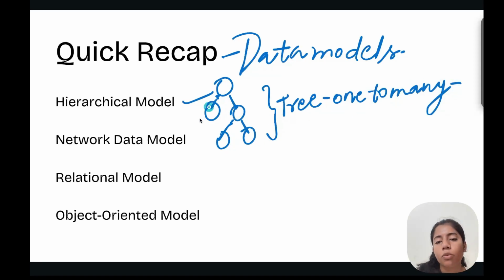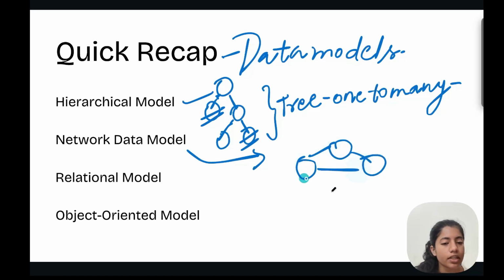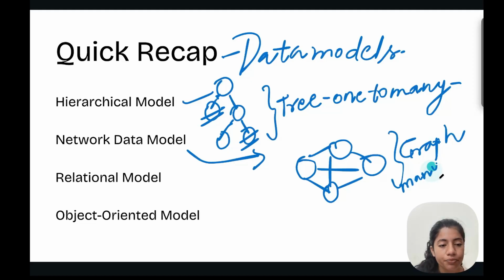Now, the drawback of it was that if you consider any two nodes, let's say this node and this one, if you want to go from this node to the other, there is only one possible path. But in the real world, this is not the case, right? If you're standing at a railway station, you can have multiple paths to go from one station to another. So in the network model, all the nodes were interconnected. There were some connections, but basically it had a graph kind of structure, where a many to many relationship was there.